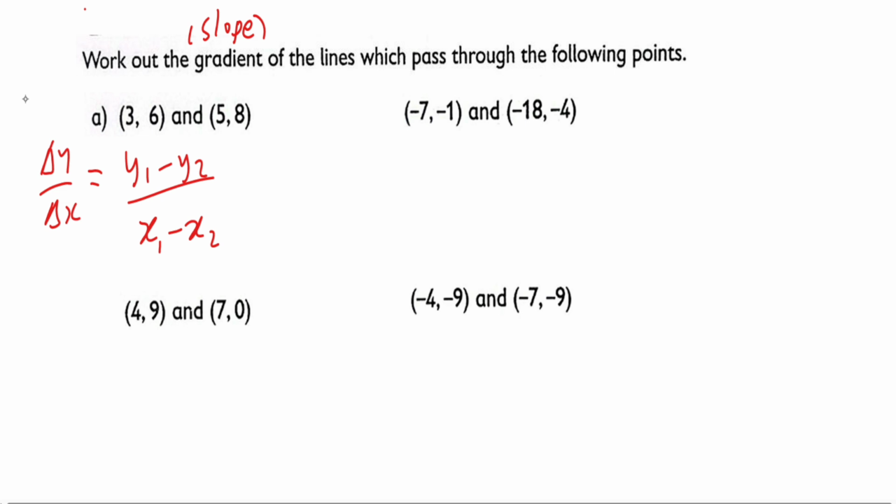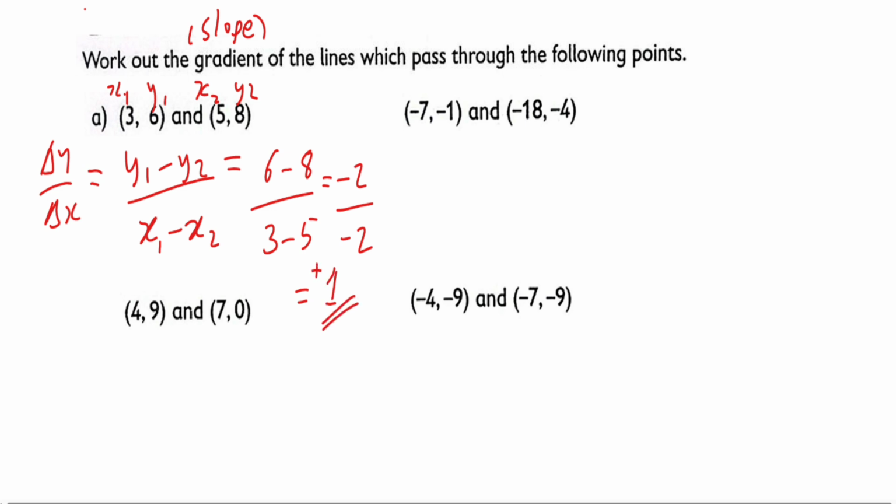So if you assume this one to be our x1, this one y1, x2, y2. So you basically take y1 minus y2, 6 minus 8 over 3 minus 5. So hopefully that is understandable. Again, let me write it again so that you can understand. So y1, which is 6 minus 8 over 3 minus 5. And it should give you negative 2 over negative 2, which is negative 2 divided by negative 2 is positive 1. So that is your gradient.